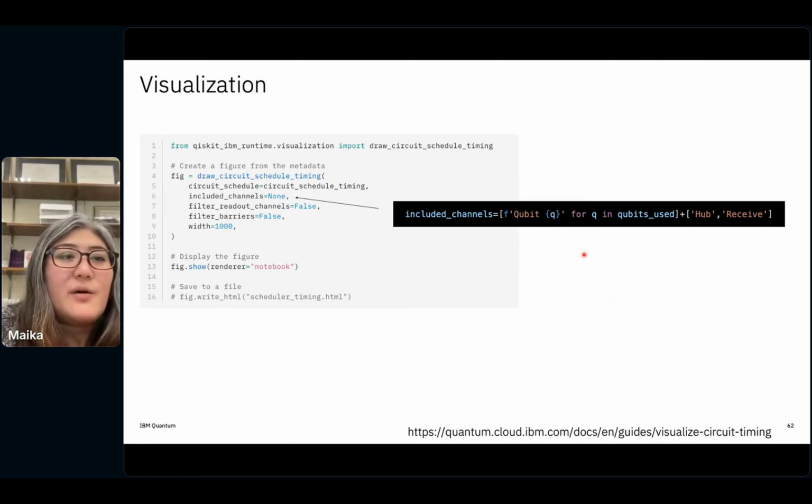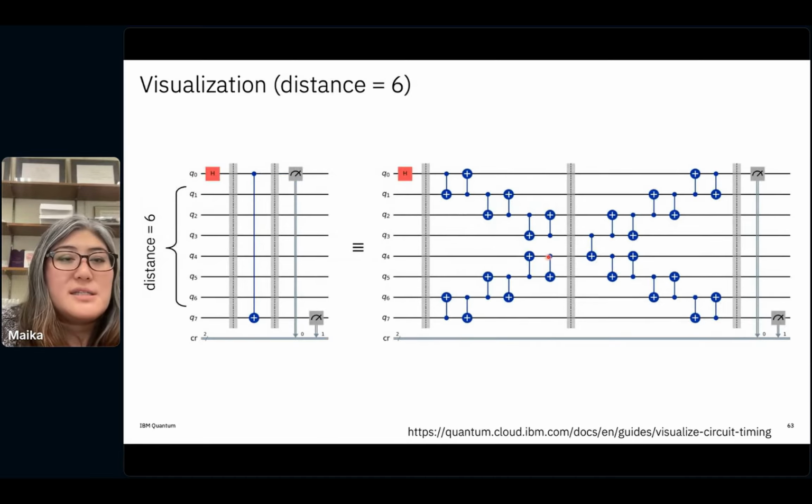Okay. Now, I think I'm taking up a lot of time, so let me just really quickly go through. This is again from this documentation. I just want to add that this is the way you could draw the circuit from the metadata that you retrieve. And the only thing that I changed is include channel instead of none. I specifically added the qubits used so that I only draw out the qubits that I use. This is kind of like the idle wire false setting that you might be familiar with in the draw setting, right? Okay, so let's go back to the distance 6 example.